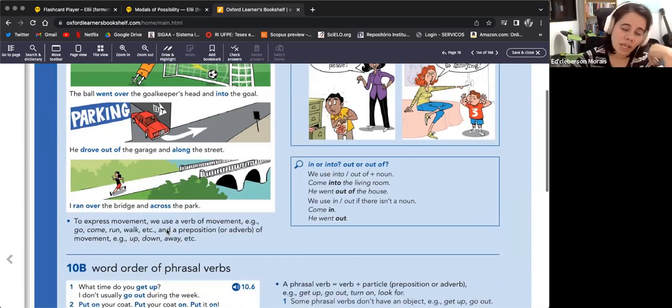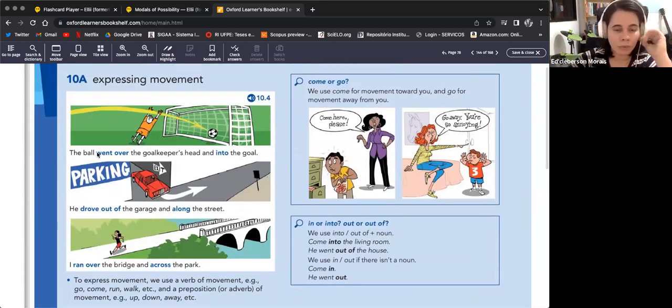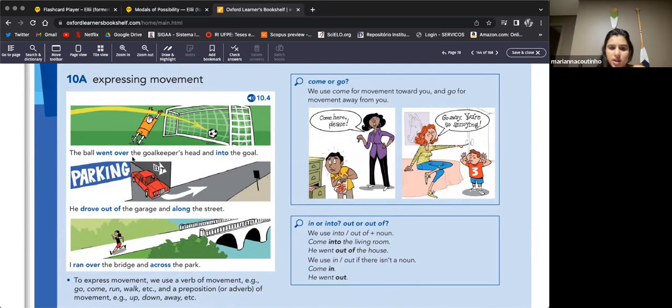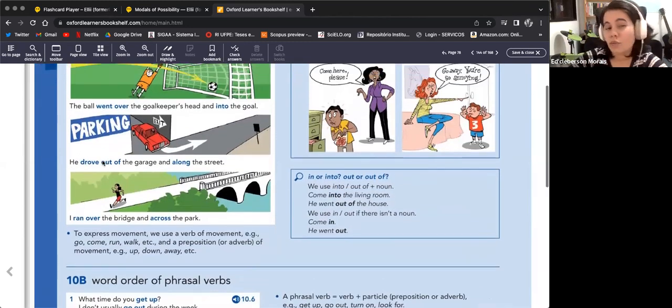Then you're going to use a preposition after this, okay? So in these examples here, the ball went over the goalkeeper's head and into the goal, okay? So went over the goalkeeper's head and into the goal. Here we have, he drove out of the garage and along the street, okay?